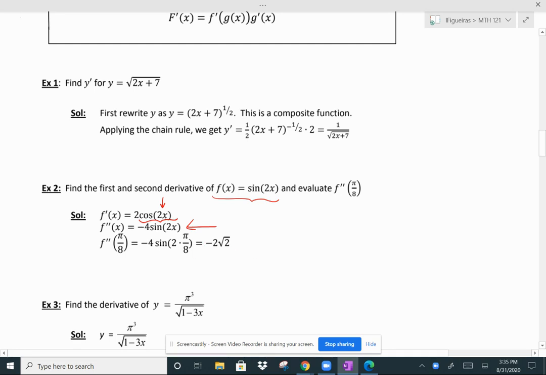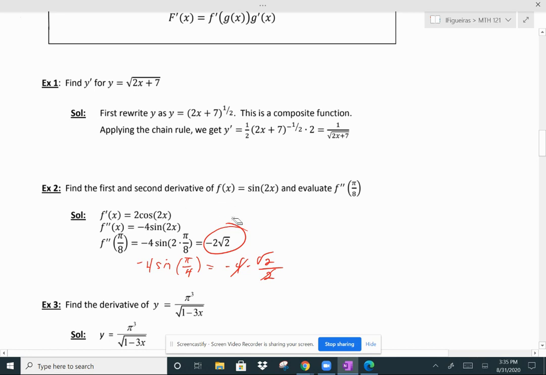And then we evaluate it at pi over 8. So you plug in pi over 8 for x. So you have negative 4 sine of pi over 4. And we know that is negative 4 times root 2 over 2. Cancel. And so you end up with negative 2 root 2.